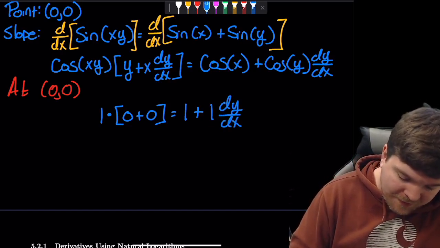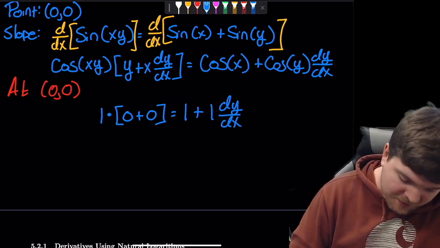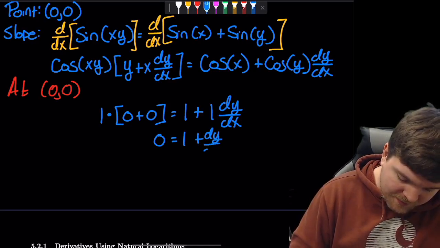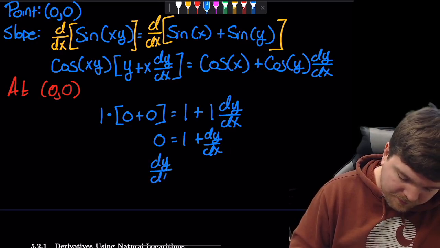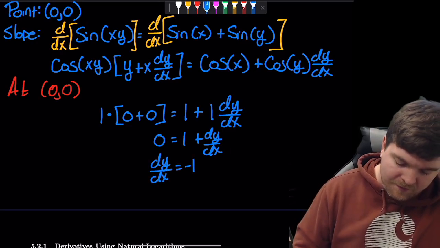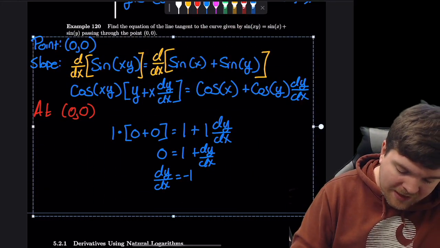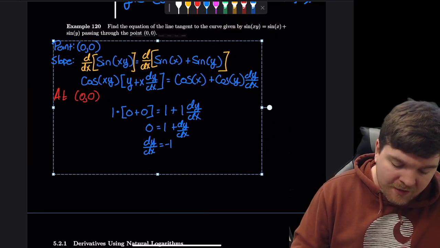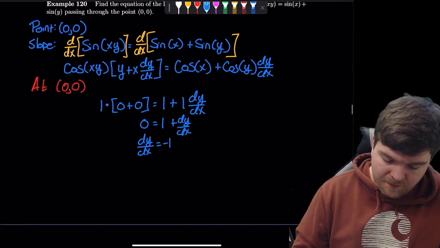So what we have is an equation that looks like 0 equals 1 plus dy dx. Solve for dy dx, and we're left with dy dx equals -1. So what we have is our point, and we have our slope. With that information, we can go ahead and write down the equation of the tangent line.